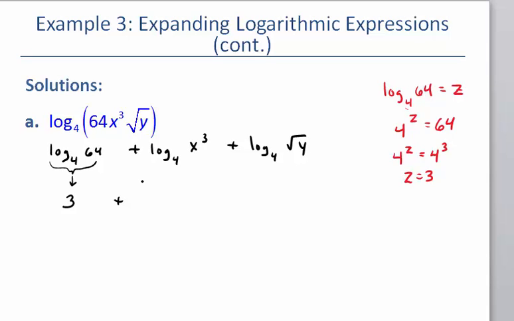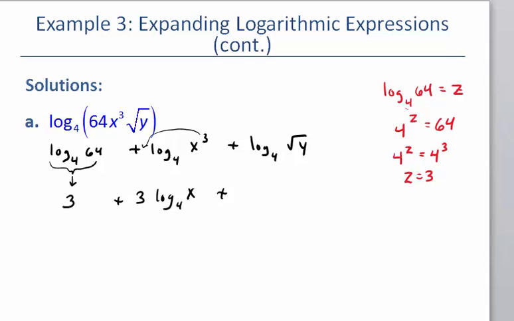Okay, on the second part, the log base 4 of x cubed, remember that we have our third property, which says that if you have a power, that power can be pulled to the front of the log. So we can take this 3 and move it down to the front. So we can write this as 3 log base 4 of x.